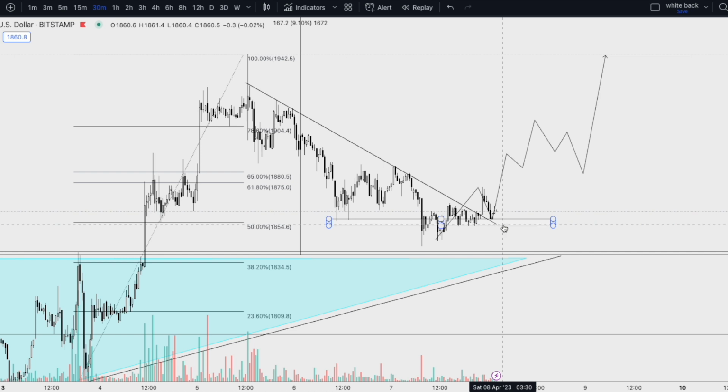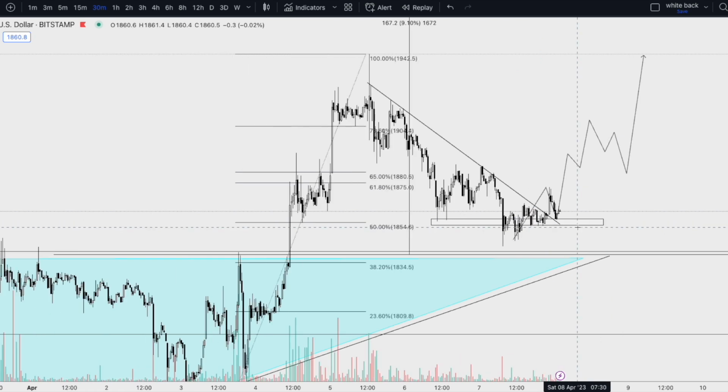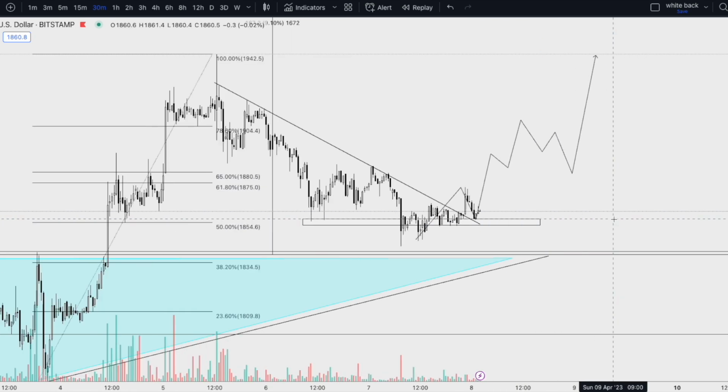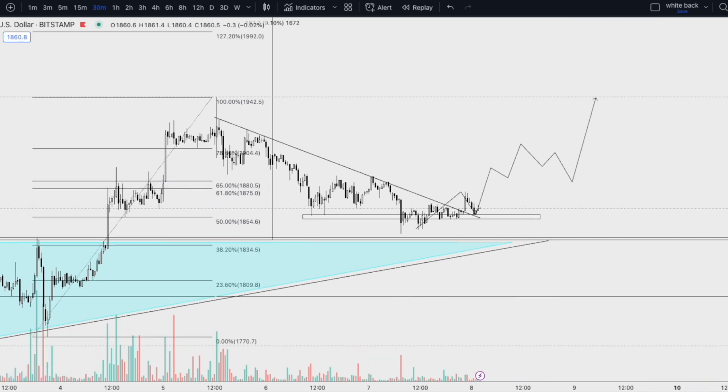If you're looking for those entries, we also had this one and broke out, and we're back testing it. So it's like multiple back tests, and we're just trending higher until we don't. Right now it's a little bit hard for people to understand, I think, that we're in an uptrend, and that's why targets are hard to call when it's going up.